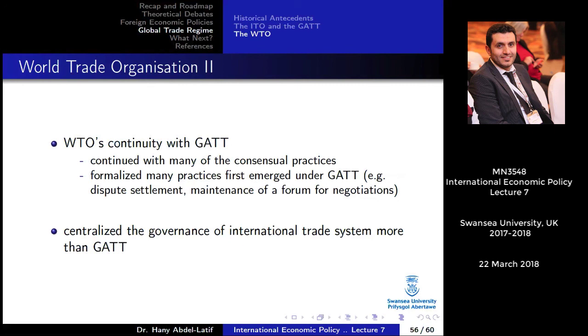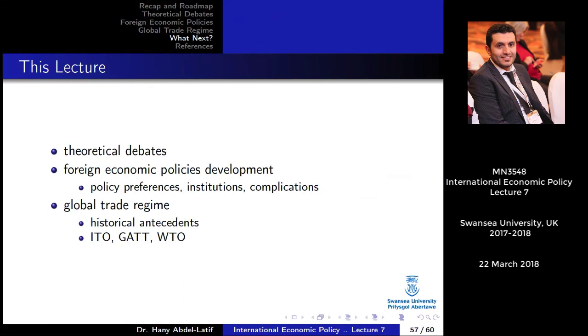Then after that, as I said, it was just a historical background or overview of what happened in the past and where we are today. Now we have the World Trade Organization, WTO, which looks after the international trade system. So this is exactly what we did today. We looked at the theoretical debates we had covered already in the past. We tried to understand how to analyze different economic policies in terms of policy preferences and institutions.